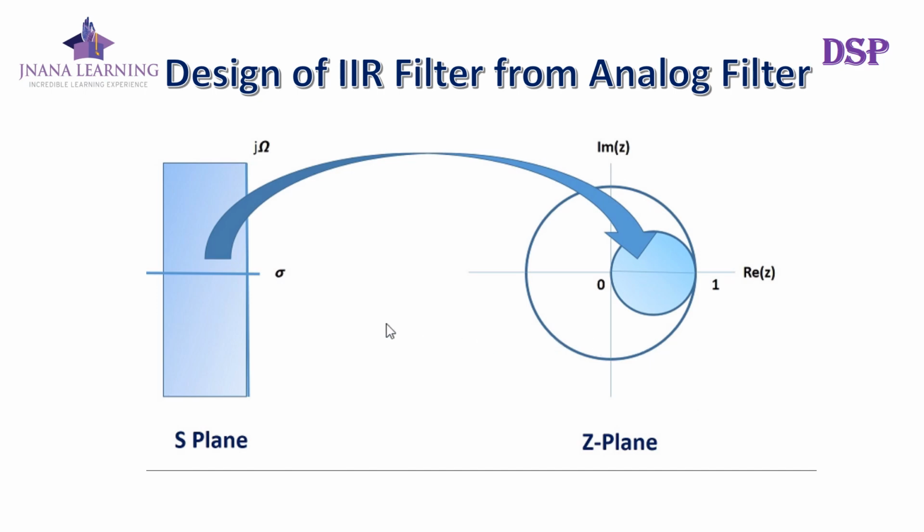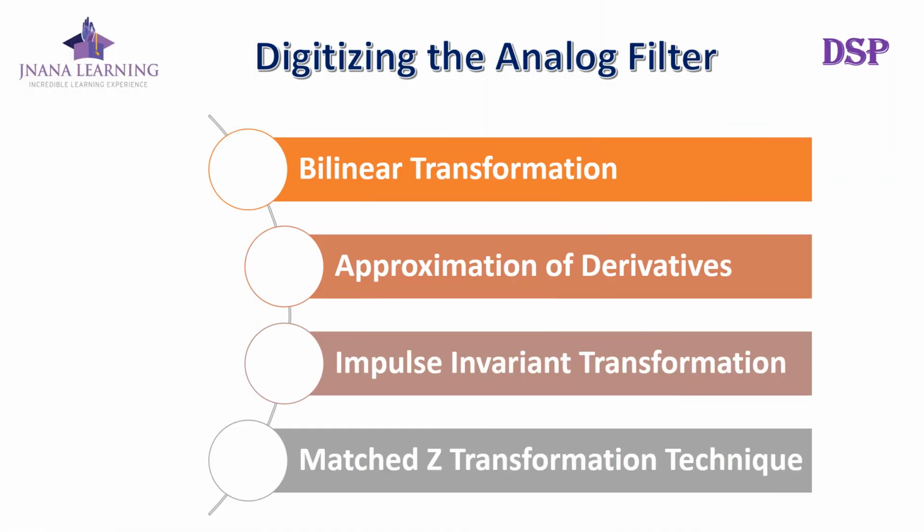So that particular mapping and transformation is explained using the S plane and Z plane image over here. This is the transformation we are actually doing, and there are several methods for it. Here are the methods for digitizing the analog filter. First one, bilinear transformation. Second one, approximation of derivatives. Then impulse invariant transformation and matched Z transform technique. These are the techniques by which we digitize the analog filter into the digital filter.